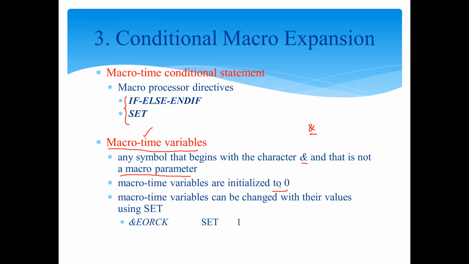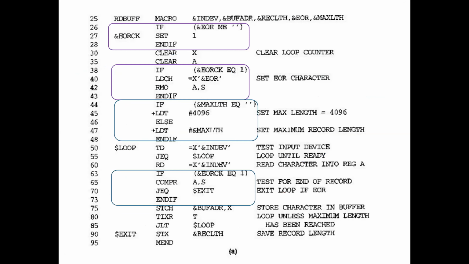You can even change their value with the macro processor directive set. So for example, if you have a symbol &EORCK, you can see it starts with ampersand, so that means it is a macro time variable. Using the processor directive set, you can change the value of that variable to 1. In this example, it is set to 1. Initially, by default, it is initialized to 0, and in the program you can manually change it with the set processor directive. We'll try to understand this better with examples.